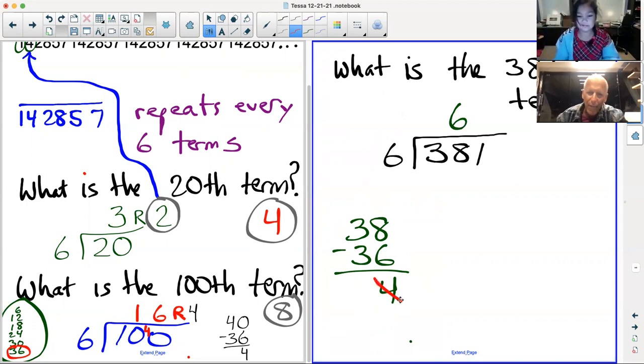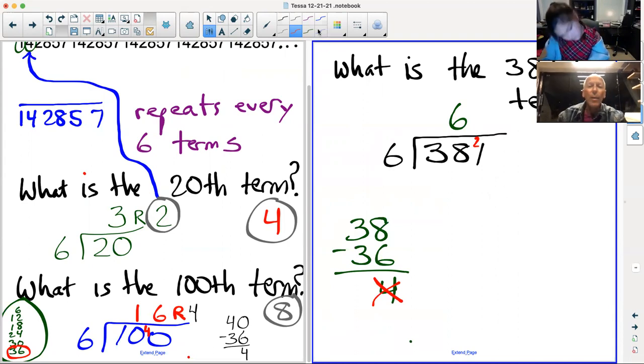2. It's definitely 2. It's not 4. So the 2 goes where, Tessa? Next to the 1. Yep. And so now you're asking what question? 6 goes into what? 38. You really see 38? Come on. Just kidding. 21.